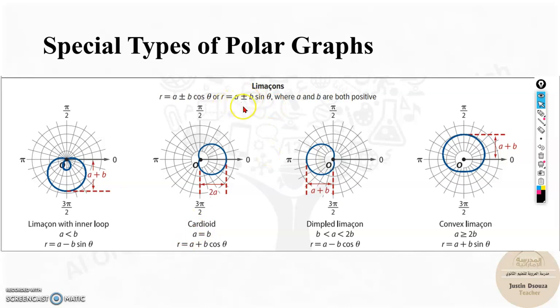Whenever the a and b values are the same, it should be plus. The a and b values must be the same. It can be cos or sine, and it can be plus or minus. Based on the equation, you must know whether it is an inner loop Limaçon, a dimpled Limaçon, or a convex Limaçon. So it depends on the given equation, and you must be thorough with the equation and the type of graph.